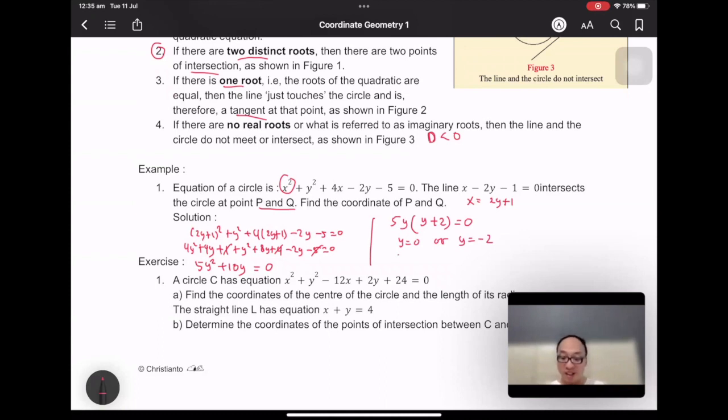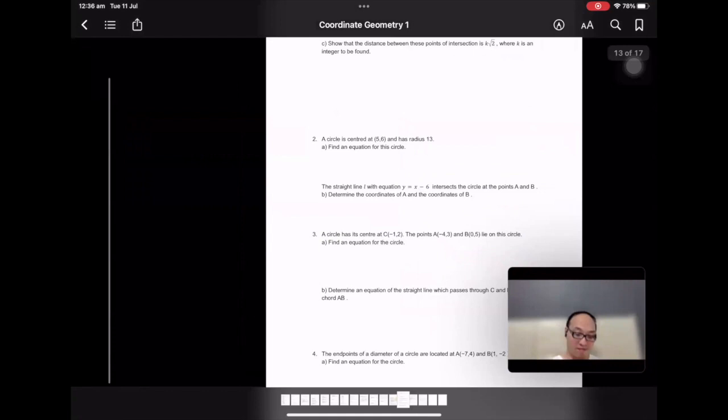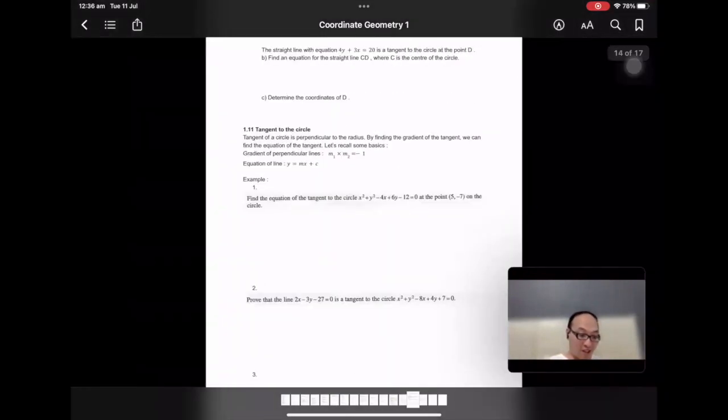And then for x, we can just replace y in the easy one. I replace to here, so x is 1. And when y equals negative 2, it's negative 4 plus 1, negative 3. So the coordinates are (1, 0) and (negative 3, negative 2). That's it. Okay, I leave the others for your practice.